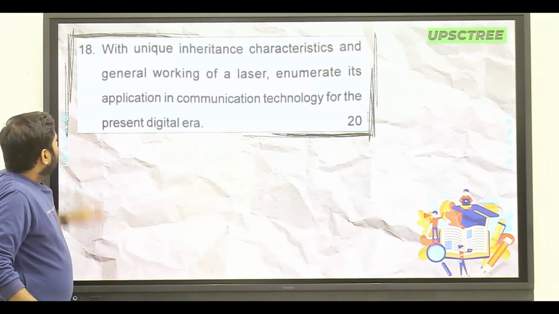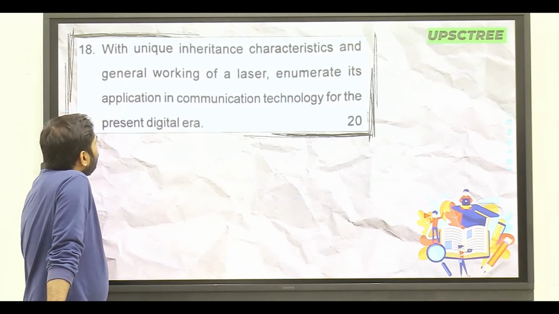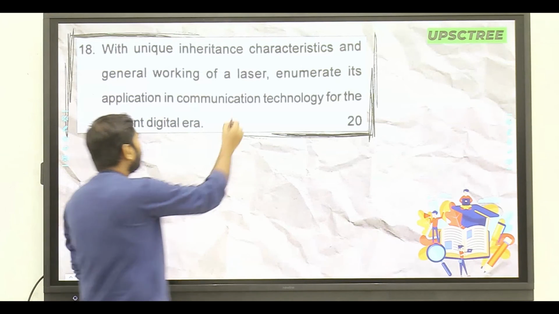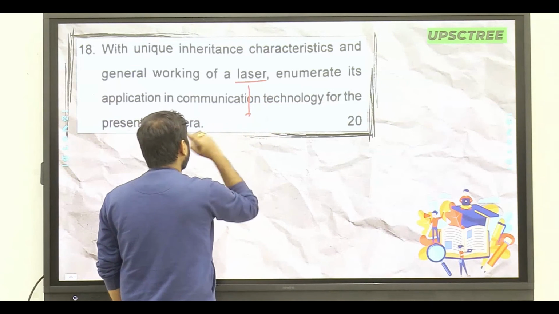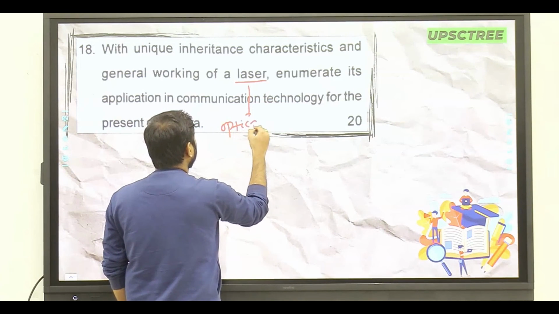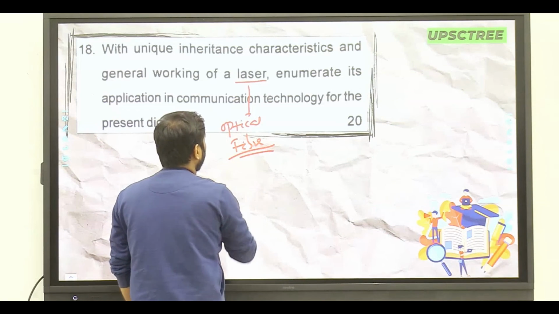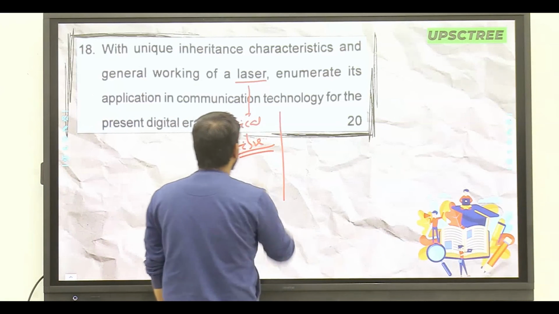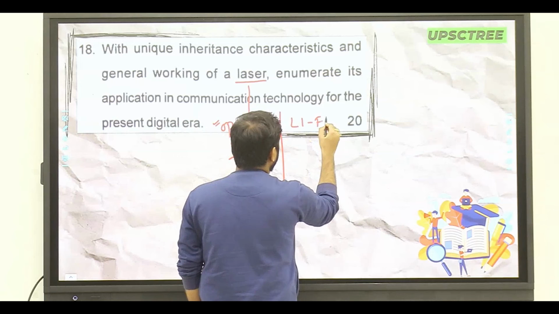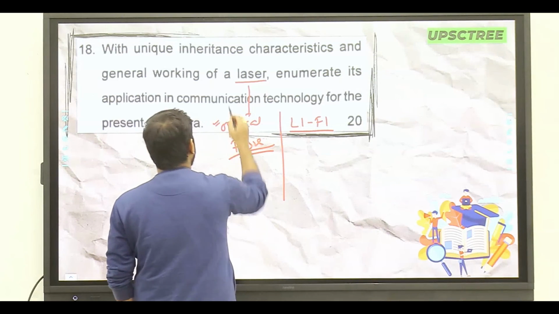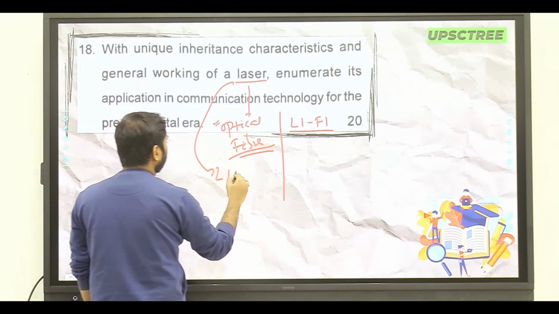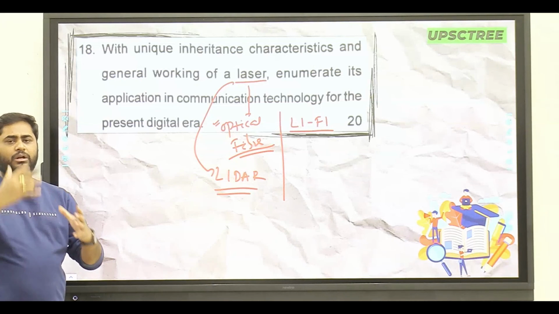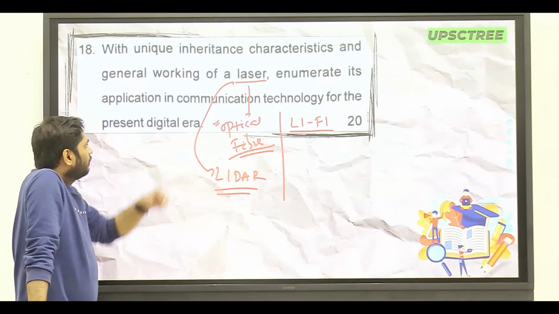Okay, with inheritance characteristics and general working of a laser. See again, science and tech, I don't know where they are going, anyway, still you can talk about lasers. Laser technology is used in optical fiber, because it is all about total internal reflection, that concept has been used. Then I think we can talk about Li-Fi, that is light fidelity, in which lasers are used. Lasers for communication, you can write lidar. Lidar, light detection and ranging, is used for topographic and terrain mapping and all that. So it is used in communication technology.